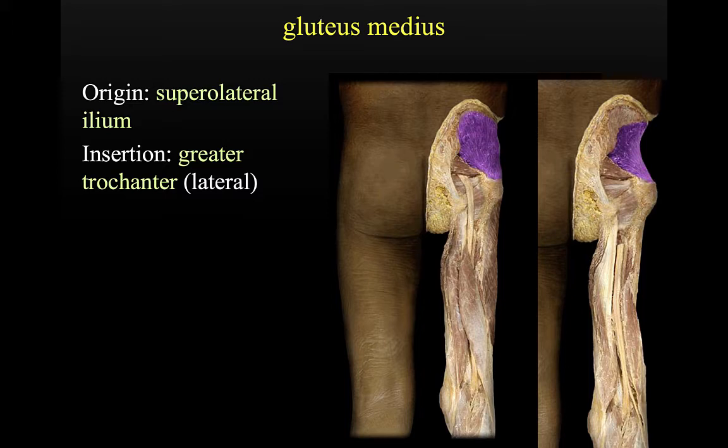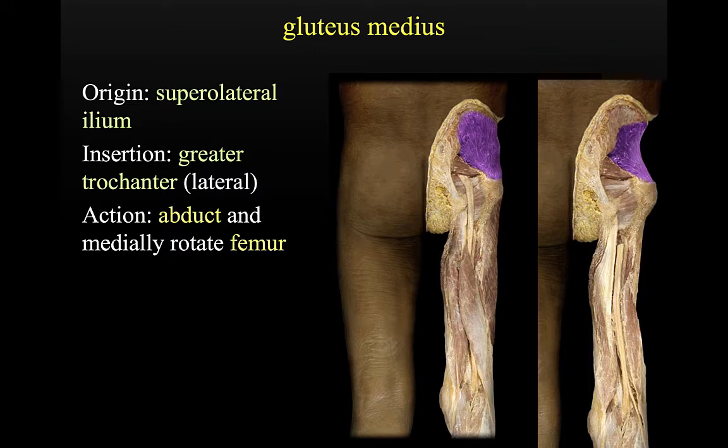So we say the origin here is the superolateral ilium, and the insertion is going to be on the greater trochanter itself, which we can see right over here. So, of course, we are going to have a minimus deep to it, and we can see that one here as well. So we've kind of removed the medius from a higher location on the ilium, and then this minimus pops up once the medius has been removed. The action here is going to be to abduct and medially rotate the femur.